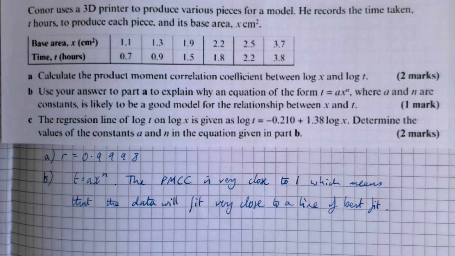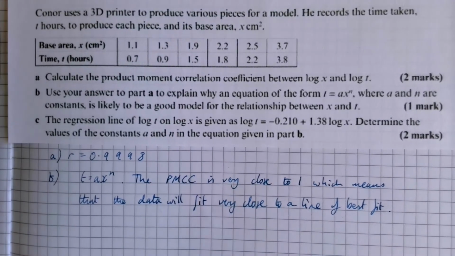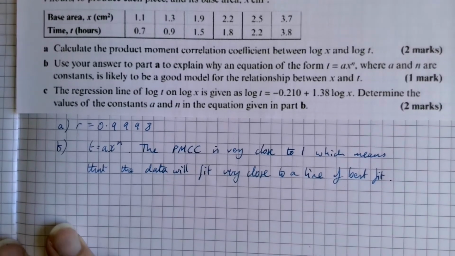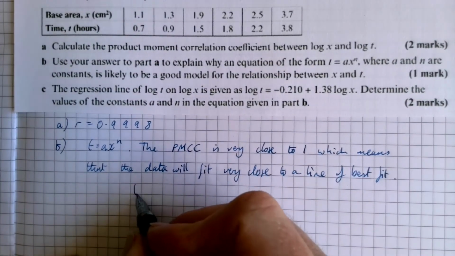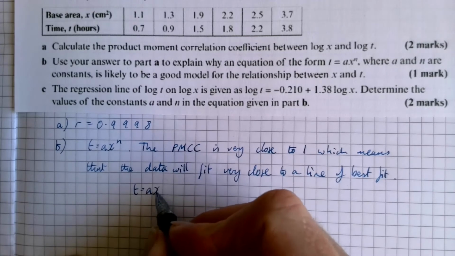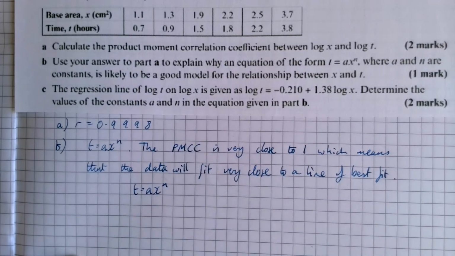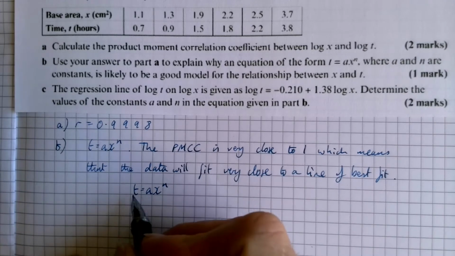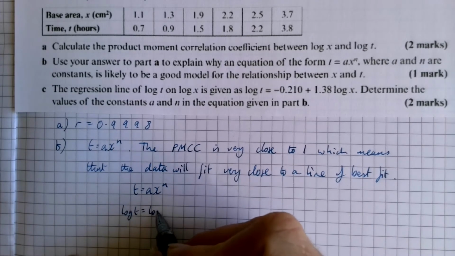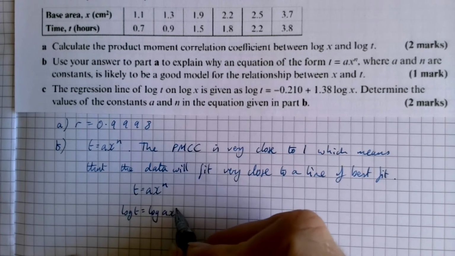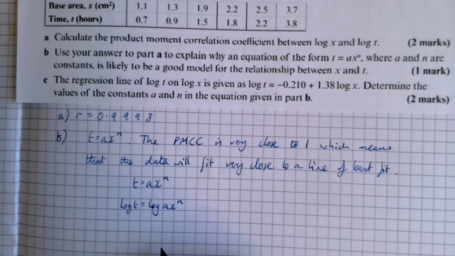Now the next part, the regression line, so they're telling us what that line of best fit would be. Determine the values of the constants a and n in the equation given in part B. Now I always like to go through the whole thing about just practicing what's going on with logs, because the more you do this, the easier it's going to turn out to be, the more it will start to make sense. So if I take the log of both sides, that gives me log t equals log a x to the n.